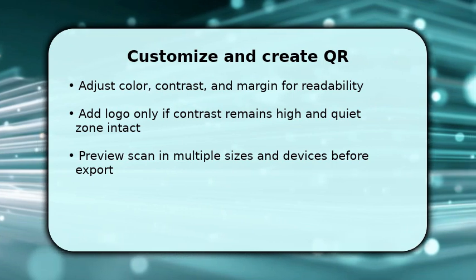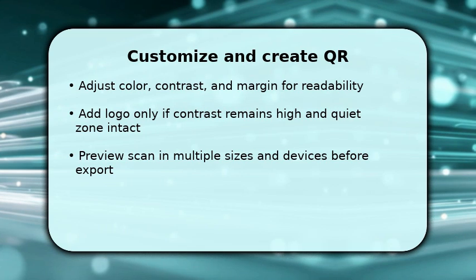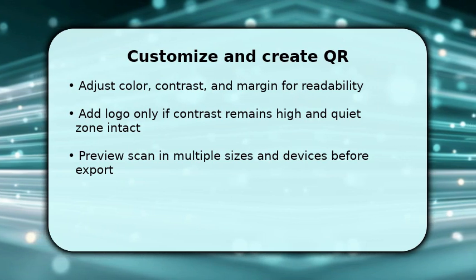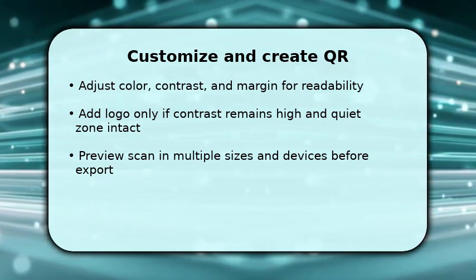Preview the QR across devices and sizes, and test with 2 different scanner apps. Once you confirm reliable scans, generate the final file type, SVG for vector scalability, or PNG. You're at the finish line.